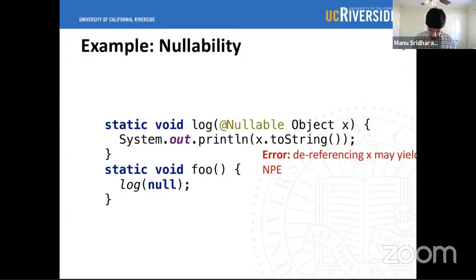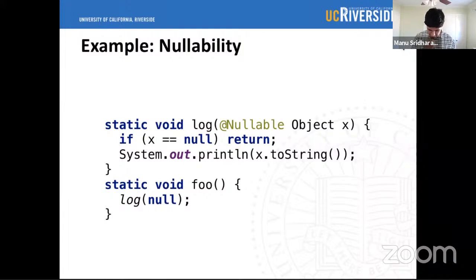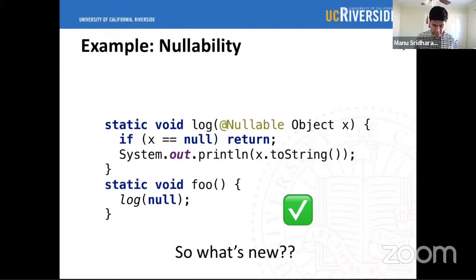So we can get rid of this error by adding a null check in the log routine. So here, if x is null, then we just return. And now the tool will be able to verify that this code is free of null pointer exceptions. So this kind of technique has been embodied in the Checker framework since at least 2008. So we're doing new research in this area.